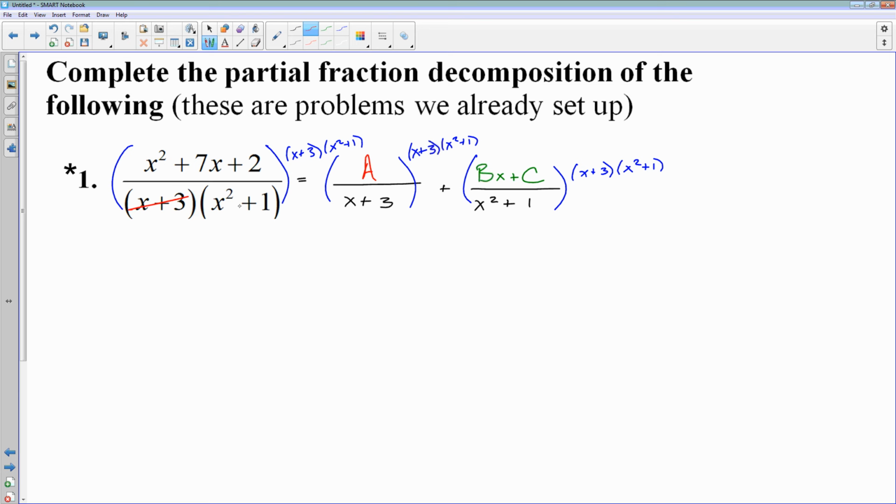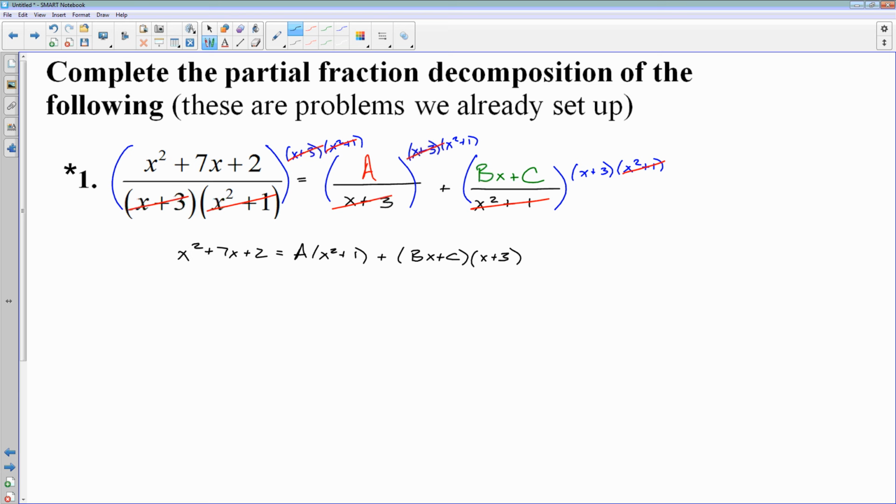My first fraction on the left side, everything's always going to cancel if you set it up correctly, leaving me with x² + 7x + 2 equals, over here, x + 3 cancels x + 3, leaving me with A(x² + 1). And then x² + 1 cancels, and right here you need to be careful with your parentheses because it's all of (Bx + C) times (x + 3).